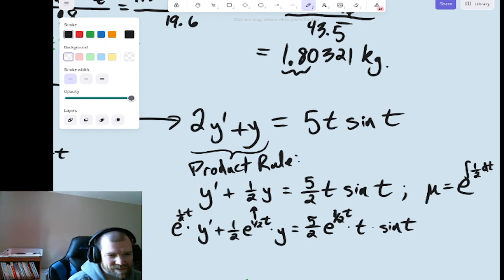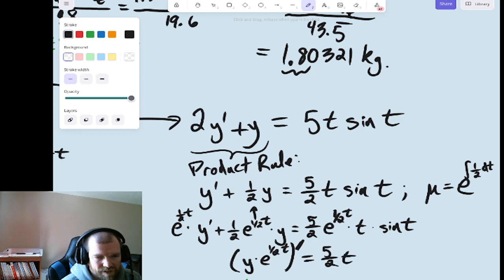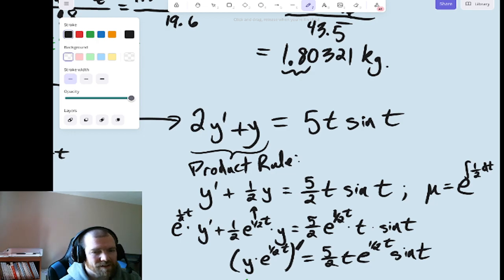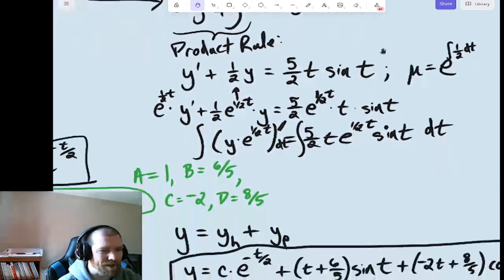Over on the left, this becomes the derivative of, this is a product rule, the derivative of y times e to the 1/2 t, prime, is equal to 5 halves t e to the 1/2 t sine of t, and now we have to integrate both sides. Now, I don't know about you, this is doable, but I'm not sure I want to do it.